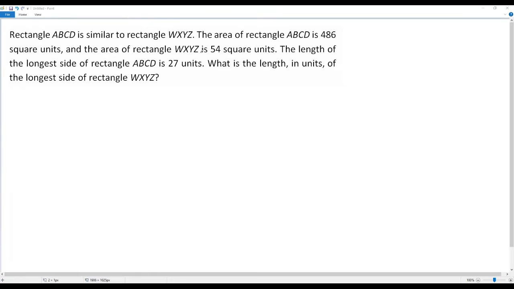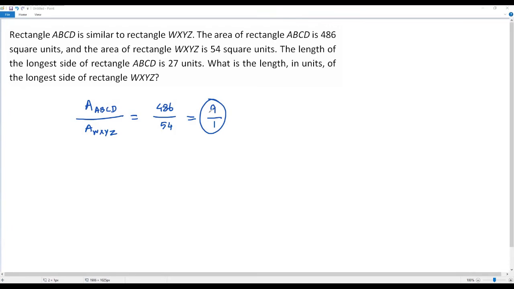Since we have the area for both the rectangles, we can find the ratio of the areas of the two rectangles. Let me write the area of rectangle ABCD in the numerator and the area of rectangle WXYZ in the denominator. The area of rectangle ABCD is 486 and the area of rectangle WXYZ is 54. We can use Desmos to get the simplified form of this fraction. When I do so, I am getting 9 over 1. Here I got the ratio of the areas of the two rectangles.